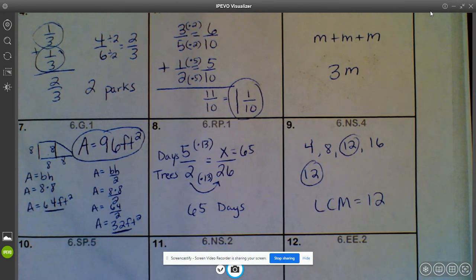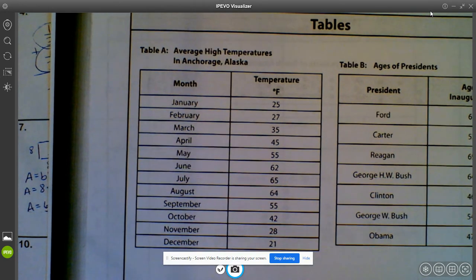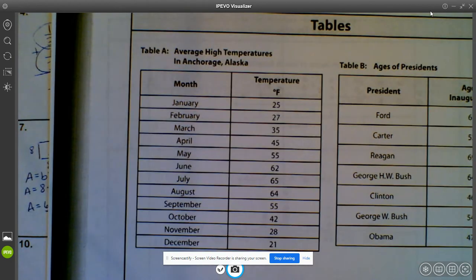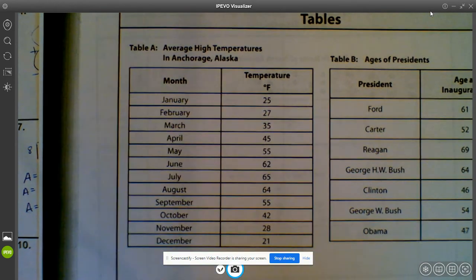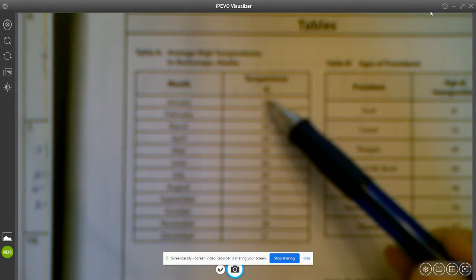And then number 10, we had to use our table A. And table A should look like this, and I included that in your packet. And it says how many data points are given, explain how the data points are gathered, and then the units of measure that are used. So let's look at how many data points we have here. We're just going to count the data points.